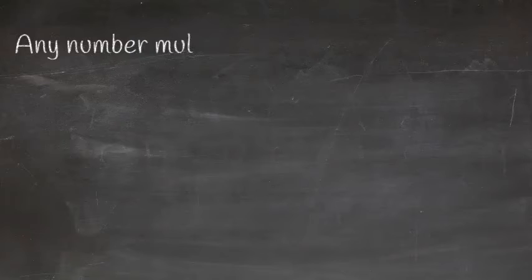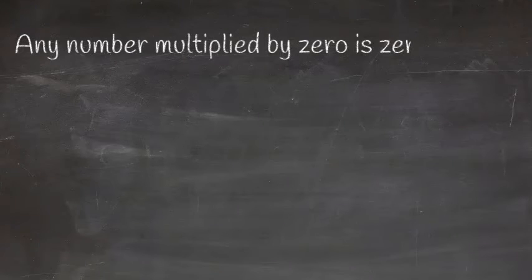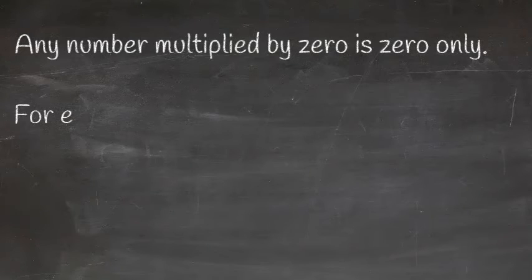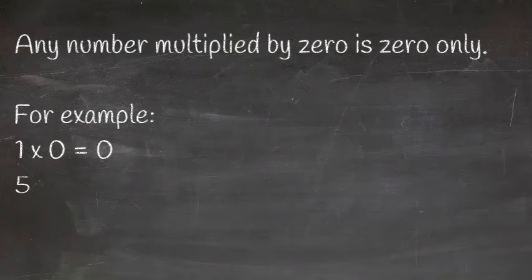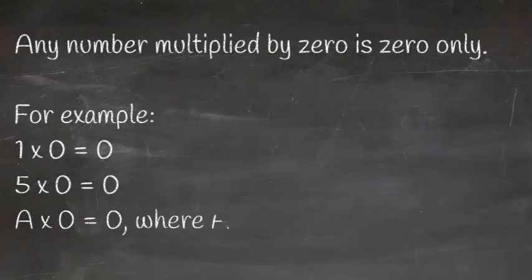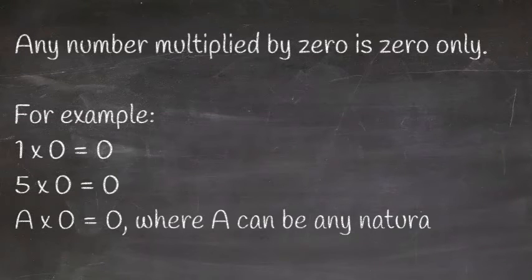Any number multiplied by 0 is 0 only. For example, 1 into 0 equal to 0, 5 into 0 equal to 0, a into 0 equal to 0, where a can be any natural number. 0 into 0 equal to not defined. It means 0 times we cannot add 0 or multiply 0. So it is not defined.